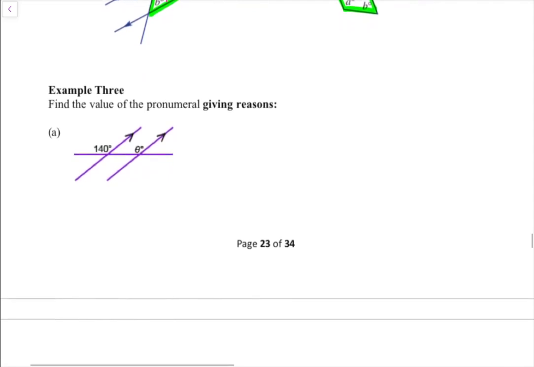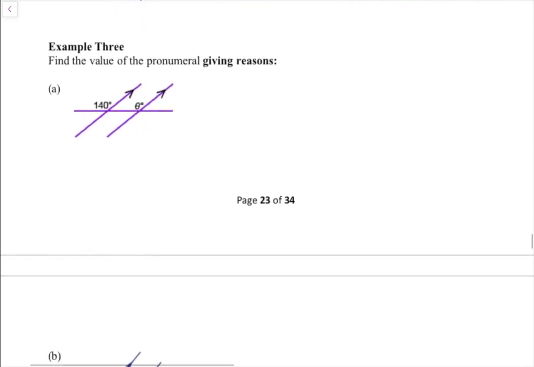Example 3, find the value of the pronumerals. Now, just so you can see it, that there is actually like a capital O with a line through it. It's actually pronounced theta, and it's a letter from the Greek alphabet. We often use it when we're talking about an unknown angle.